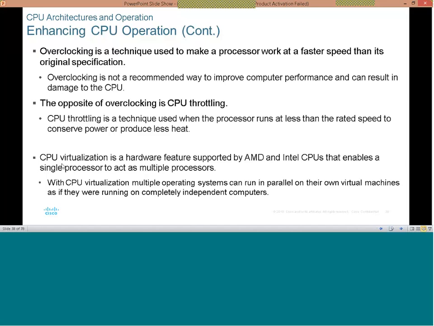CPU virtualization is a hardware feature supported by AMD and Intel CPUs that enables a single processor to act as multiple processors. So it's called CPU virtualization. You can actually virtualize the CPU. Sometimes it works well with VM software and other applications. So you can actually split the performance of the CPU across multiple systems, as if you have different systems all connected. But then it's virtual.